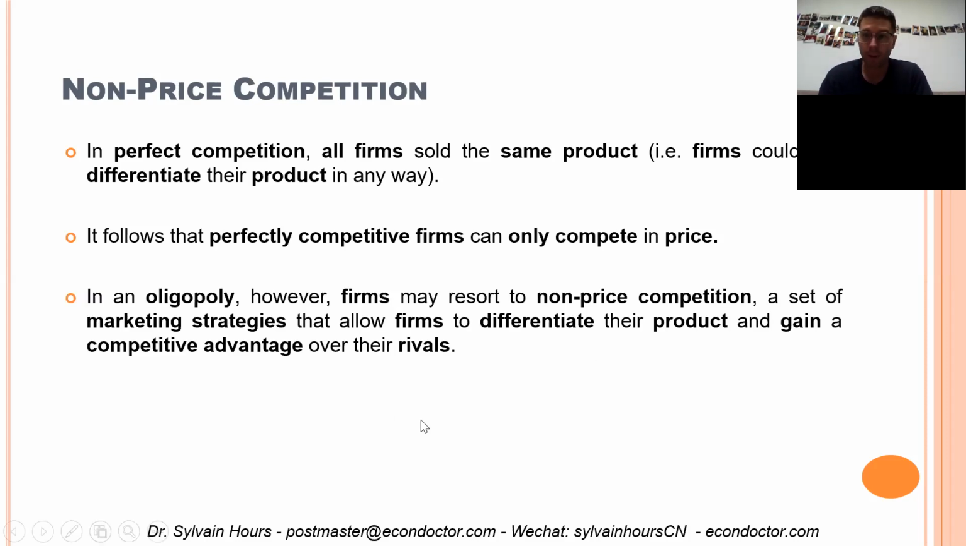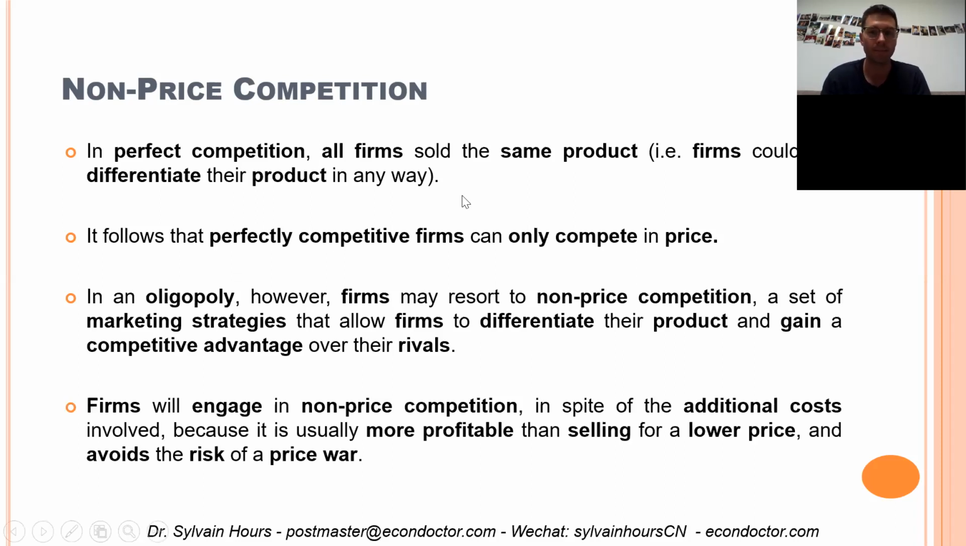In an oligopoly, however, in a differentiated oligopoly, things are different. Firms may resort to non-price competition. So how do we define that? Non-price competition is simply a set of marketing strategies that allow firms to differentiate their products and gain a competitive advantage over their rivals. The idea is to decrease the intensity of competition by making your product different, so you can target specific consumers, increase your market power on a specific market segment, charge a higher price and make more profit. So how can we do that?